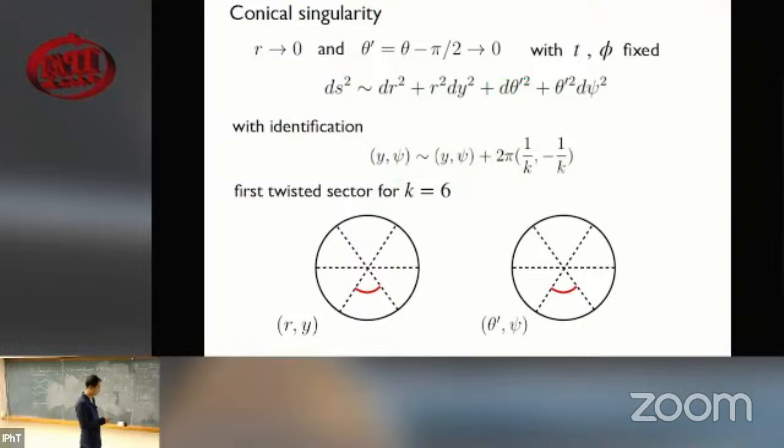Let me give you an example picture here. When k equals six, for the r-y plane we divide this into six identical pieces, and then we identify, so only one of them is physical. The points are identified like this. So we can have a string not winding once the full circle around the AdS3, but only partially.